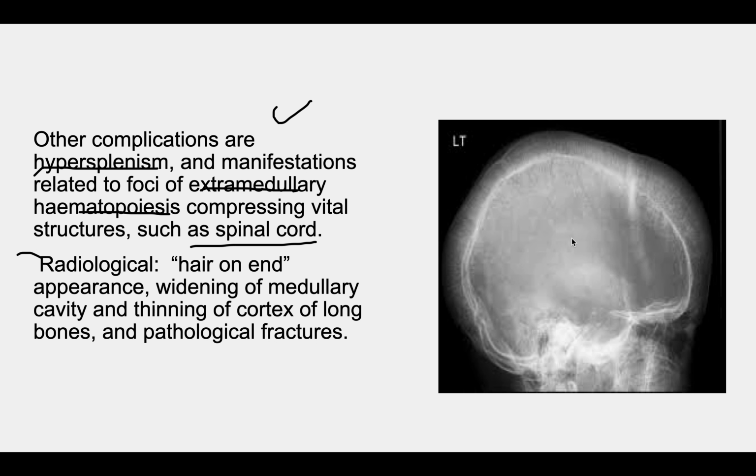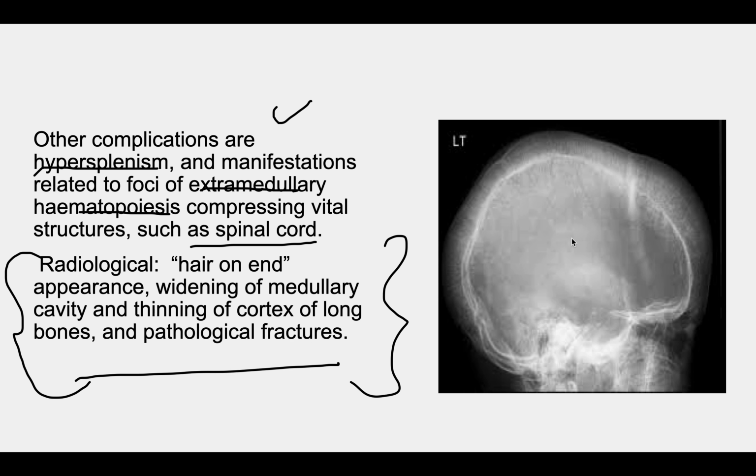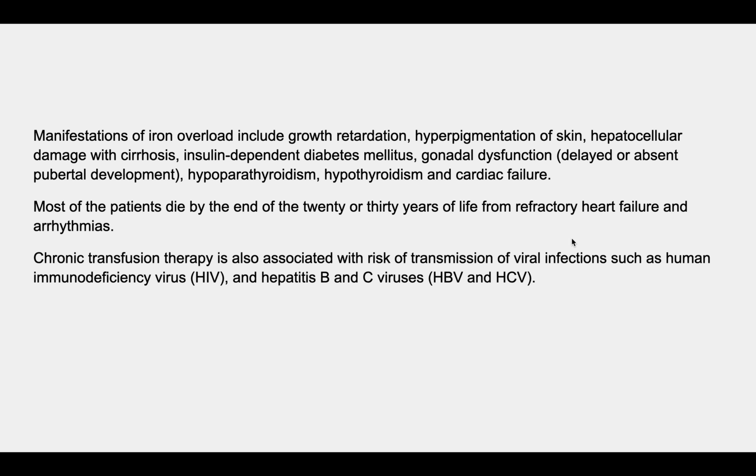A very important feature seen in case of thalassemia major is the hair on end appearance. Here you can see the skull, and this is known as the hair on end appearance. This is because of widening of the medullary cavity and thinning of the cortex. It's also known as crew cut appearance. So these are the two characteristics which are seen in the case of thalassemia.